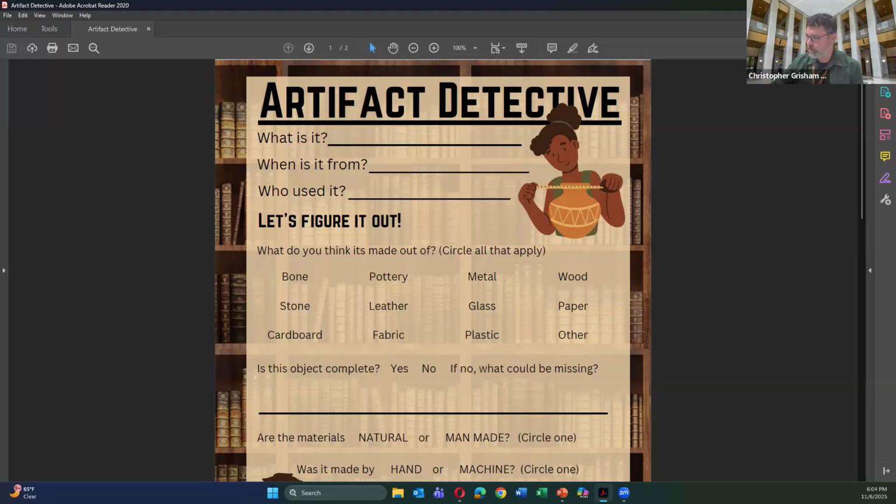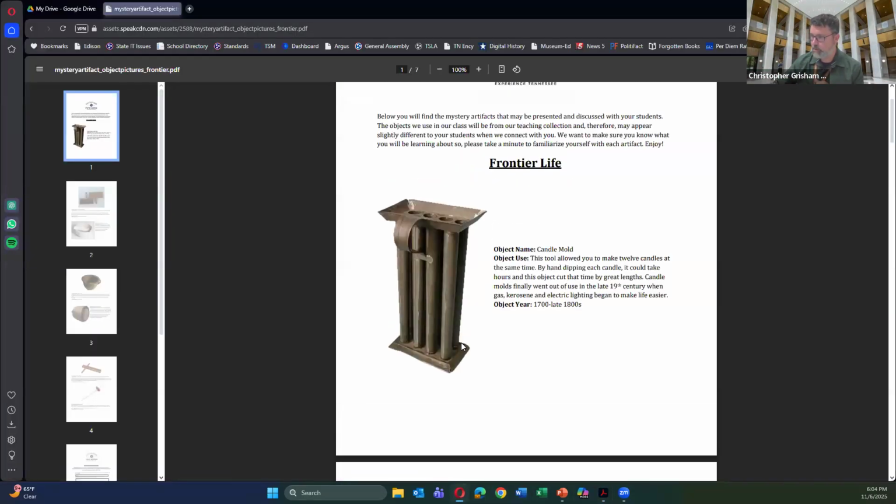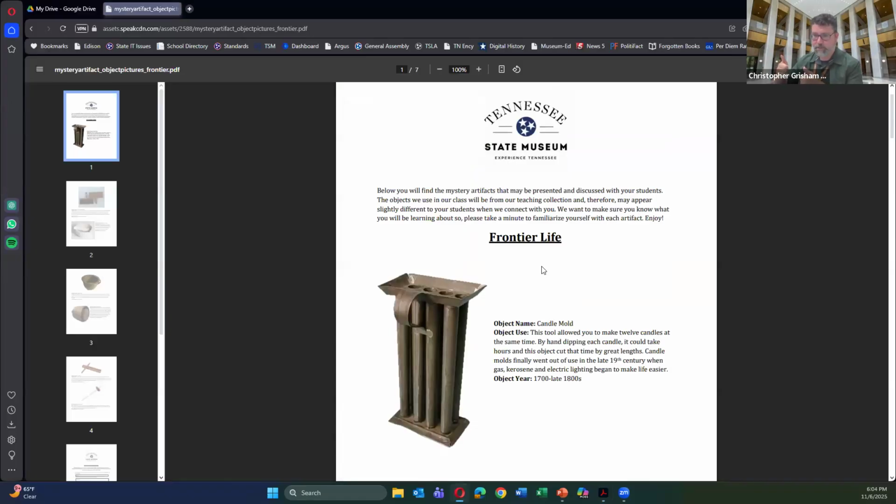And let's see. This is one way to analyze an individual object. So we talked about why it's important and how that can be useful, and talked about a way to analyze an object. So next, you see the thing that says Frontier Life? That's on the screen. Perfect.